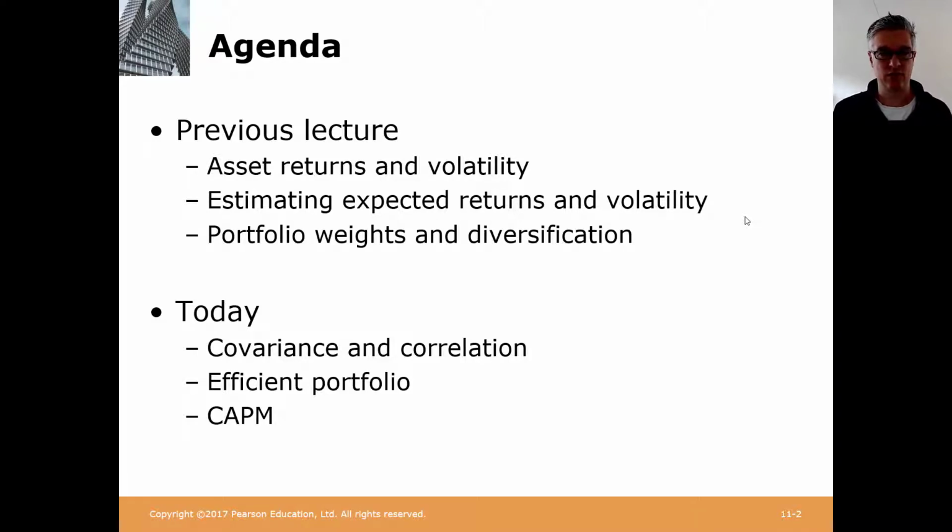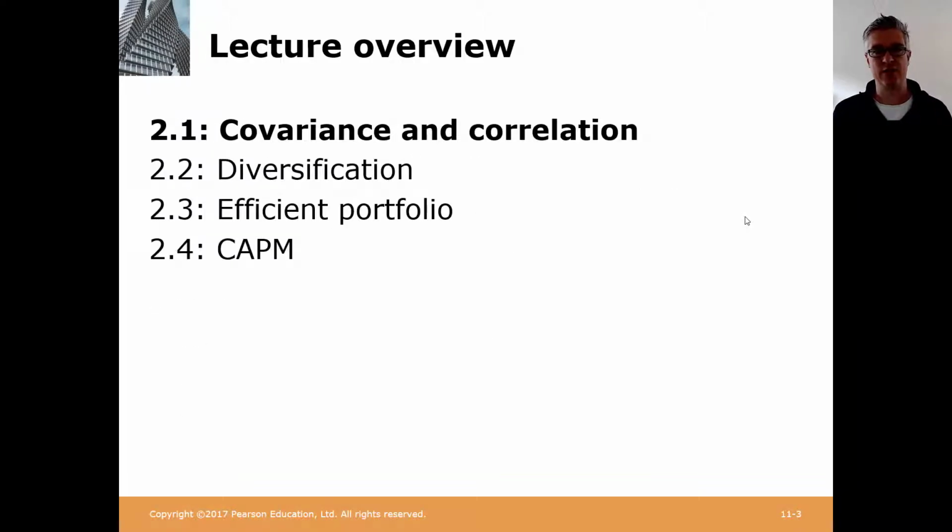So we're going to start with calculating covariance and correlation. I'll also give you a little bit of an intuition of why we want to know about covariance and correlation. After that, we'll go into the role of covariance and correlation in diversification, get to the efficient portfolio, and finally get to the capital asset pricing model.